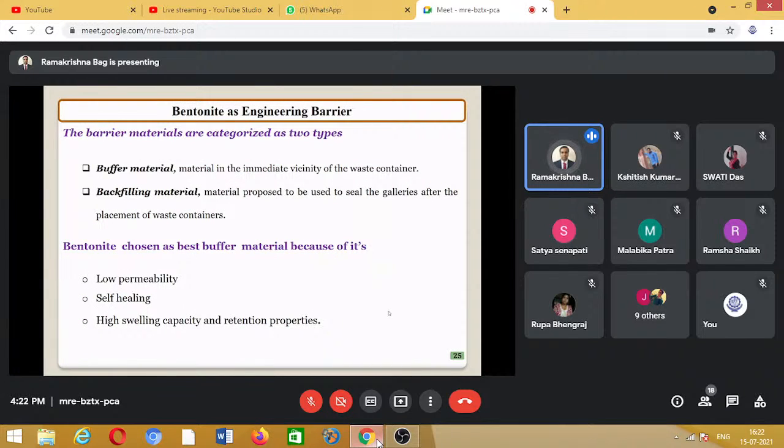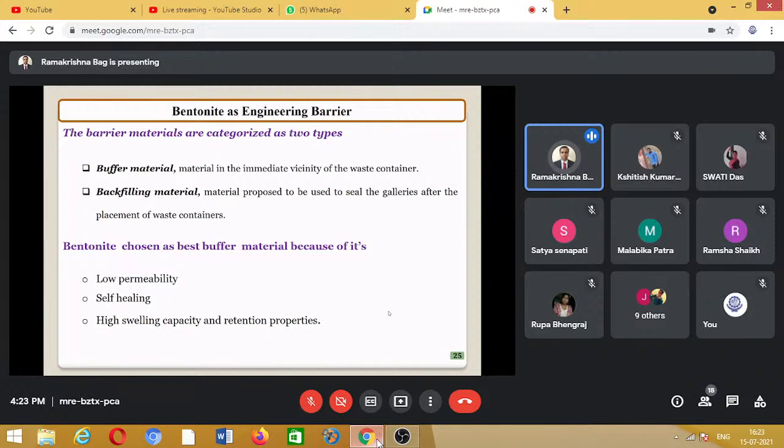Now here I am going to talk about the geotechnical aspects, or what is our role. As I already said, bentonite is chosen as the material that will be placed in between the canister, or the container which contains the radioactive waste, and the rock. That has got a lot of things to do. It is known as the buffer material.